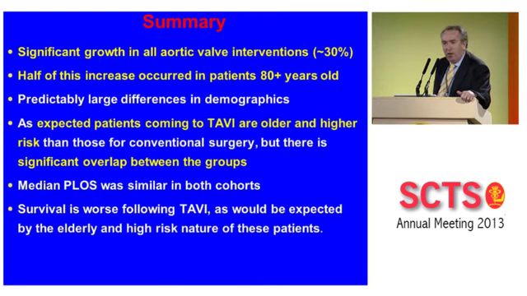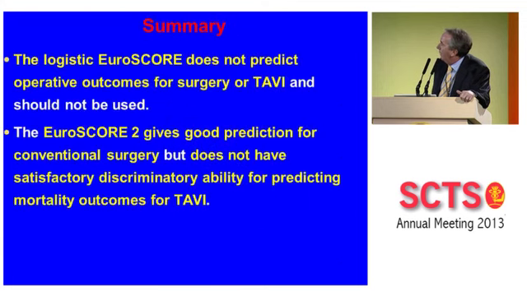There's been a significant growth in all aortic valve interventions. Half of this increase in growth has occurred in octogenarians. Predictably, there is a large difference in demographics, with patients coming to TAVI being older and at higher risk or with more comorbidities, although there's a significant overlap between the groups. Despite this, interestingly, median postoperative length of stay was similar in both cohorts.